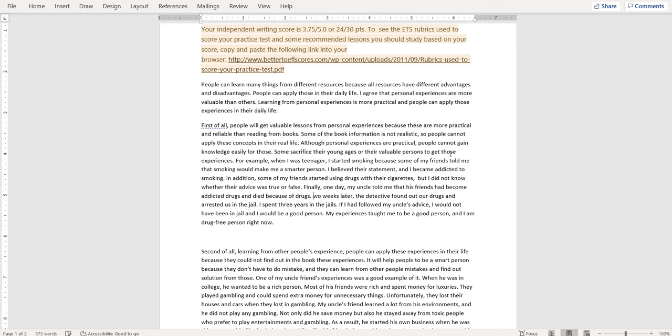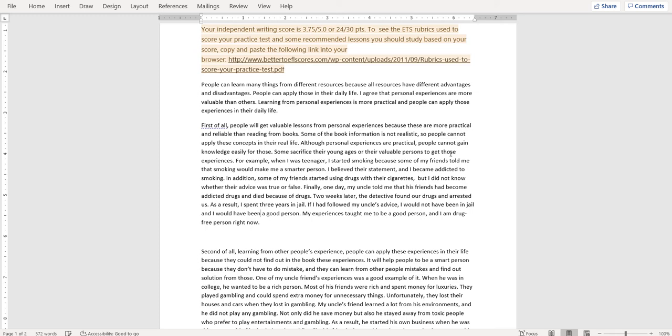Instead of "after," it's a little awkward, just say two weeks later, the detective found our drugs and arrested us. Then you can put as a result, I spent 3 years in jail. If I had followed my uncle's advice, I would not have been in jail, and I would, this is where you're having, I would have been.